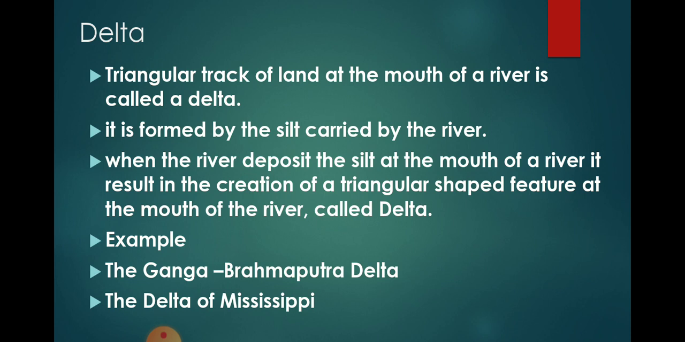When the river deposits the silt at the mouth of a river, it results in the creation of a triangular shaped feature, and that feature is called the delta. For example, the Ganga Brahmaputra Delta and the Delta of Mississippi. These are some examples. There are so many examples of delta. Another feature of delta is that it's a triangular tract and it's one of the most fertile parts of a river. It deposits the sediments.